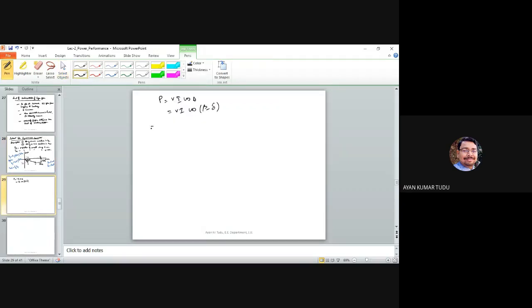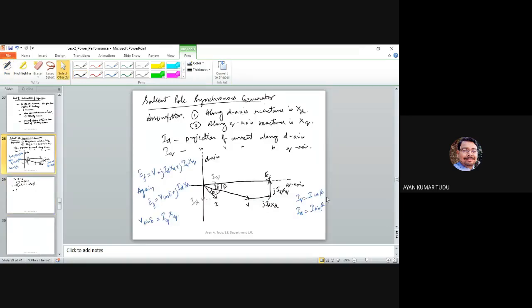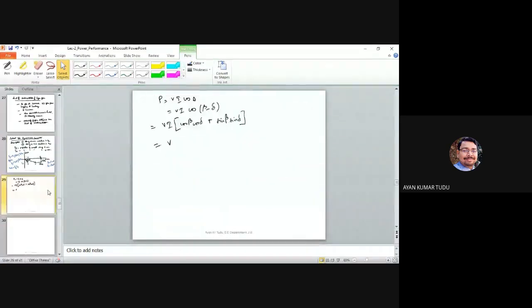Then this expression can be expanded as VI (cos beta cos delta plus sin beta sin delta). I cos beta would be giving me Iq, and similarly I sin beta would be giving me Id. So taking these expressions into account, we can write V (Iq cos delta plus Id sin delta).